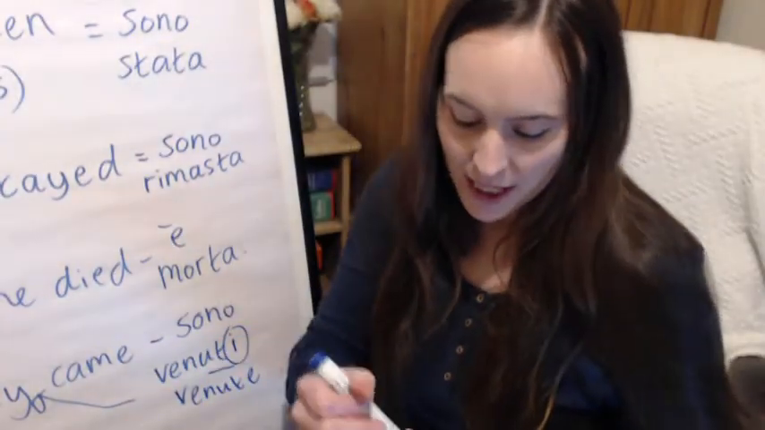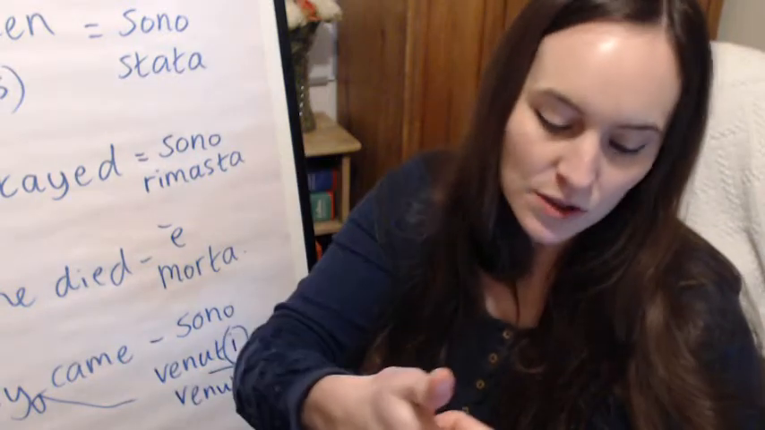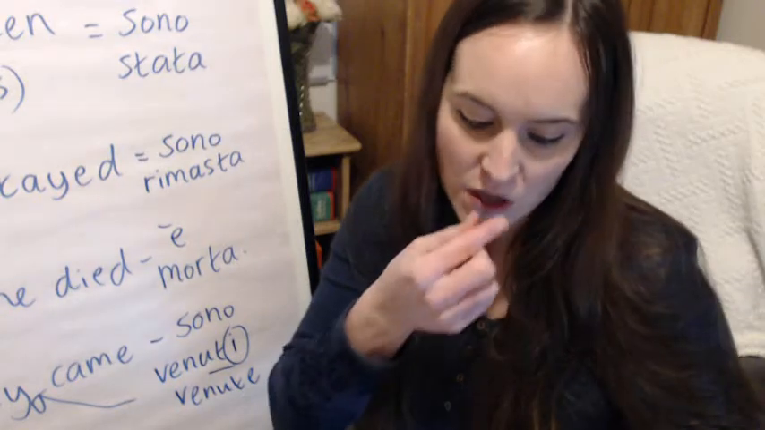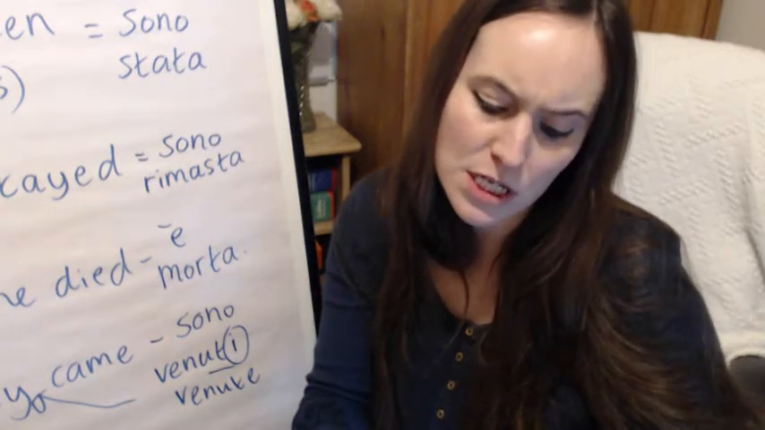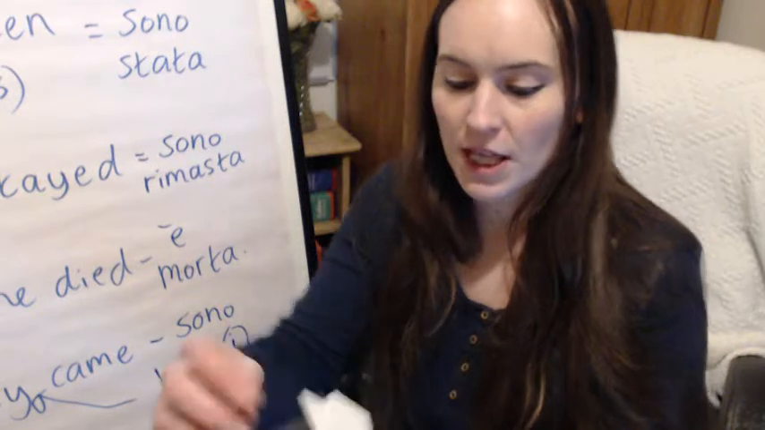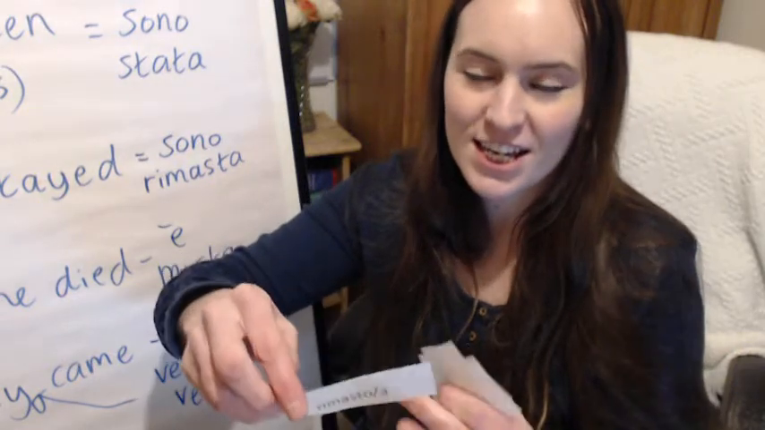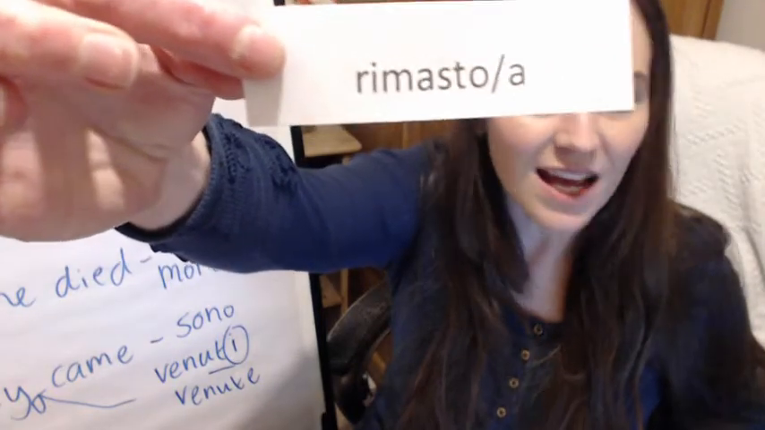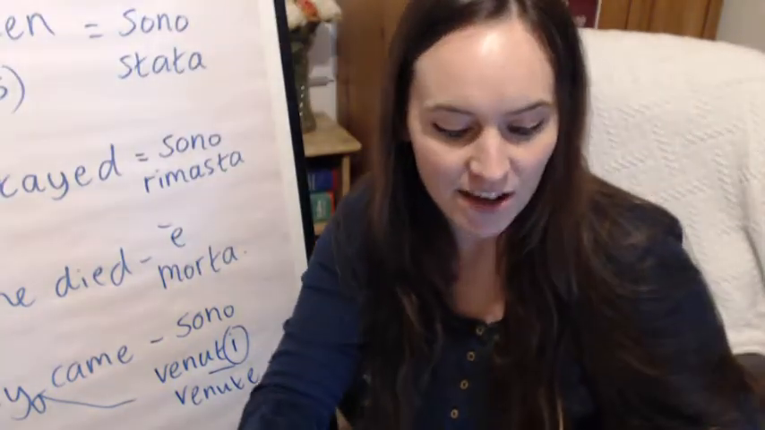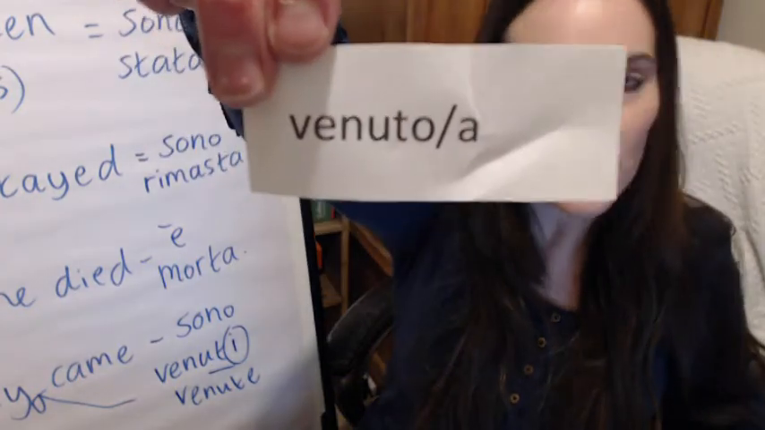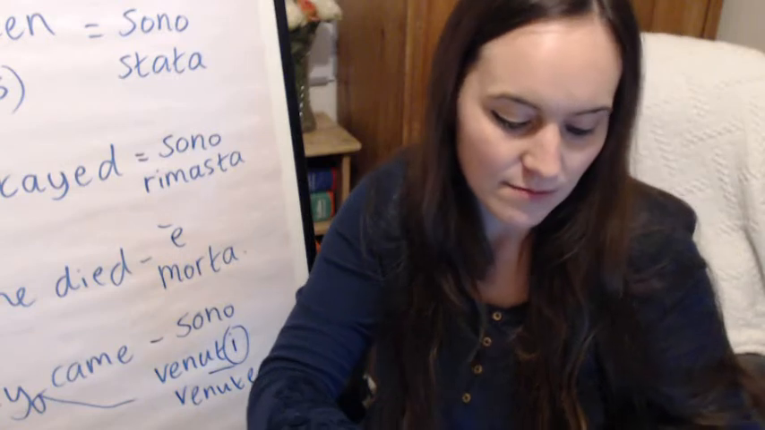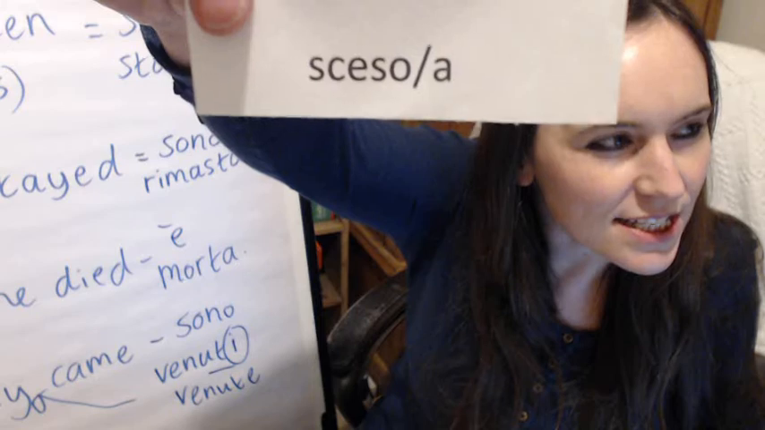So that's the verb essere, which goes to stato, stata. Nascere, which goes to, let's see if I can find them. I think they're out of order now. Let's just go through here. See if you remember the verb. Rimasto, rimasta, from rimanere. Venuto, venuta, venuti, venute, from the verb venire. So that means came. Oh, sceso, scesa.